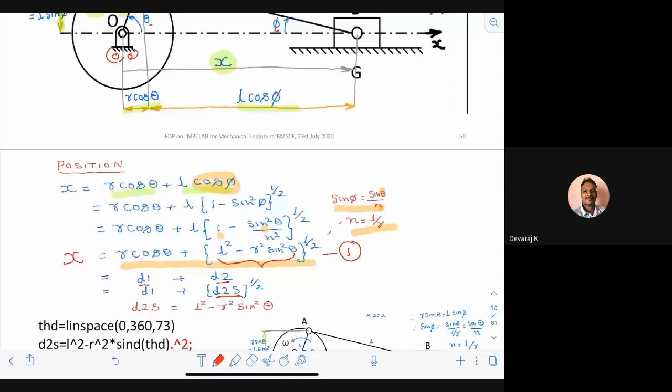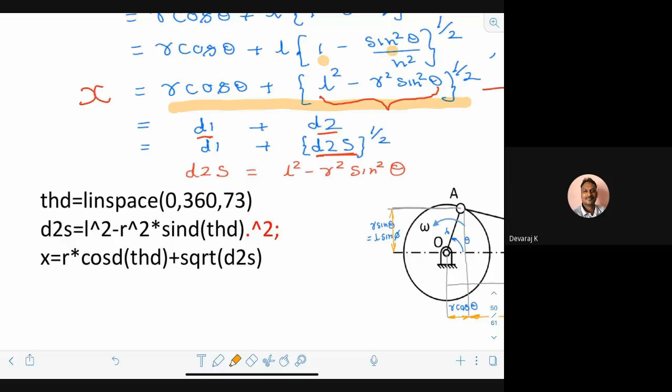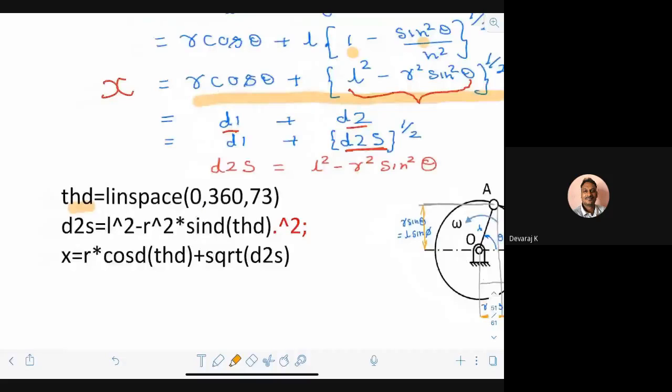Therefore, when you code it, I want you to observe this important point. You have taken theta in degrees between 0 to 360 degrees, 73 values. That means I have divided the crank positions at every 5 degrees, taking 72 divisions or 73 terms including 0 and 360. And d2s is L square minus r square sin square theta. If you want, you can do it in degrees, or you can do it in radians. I have taken it in degrees here.